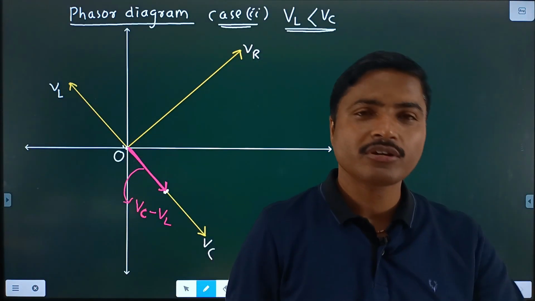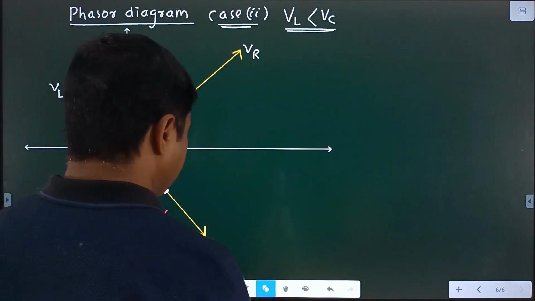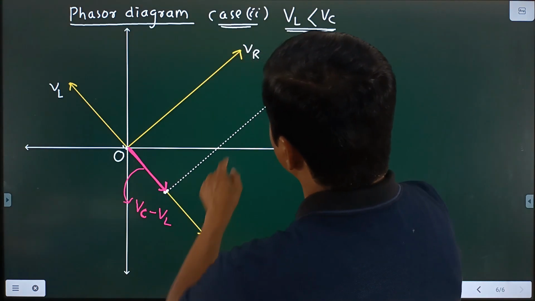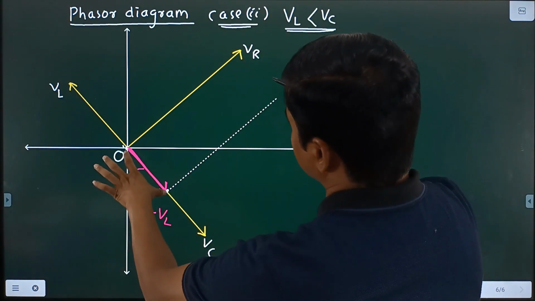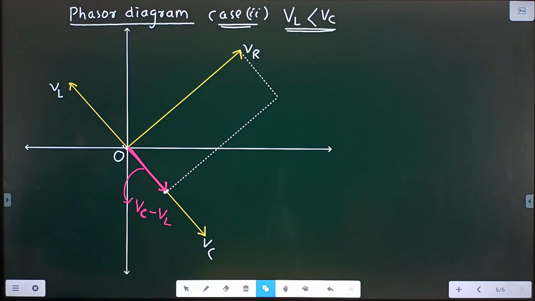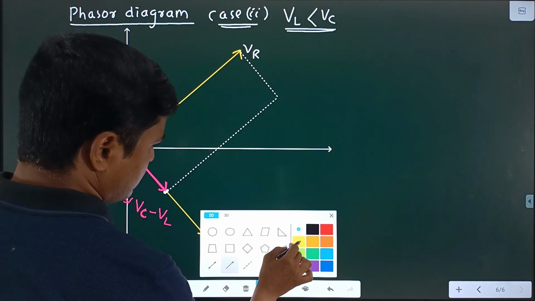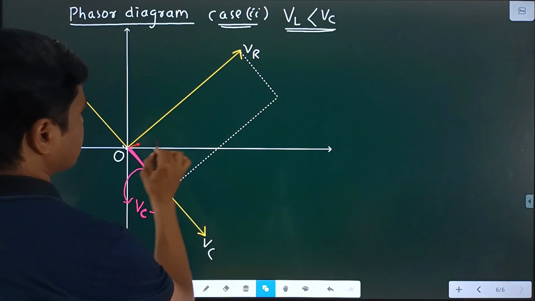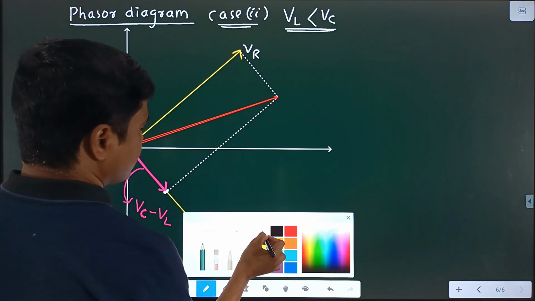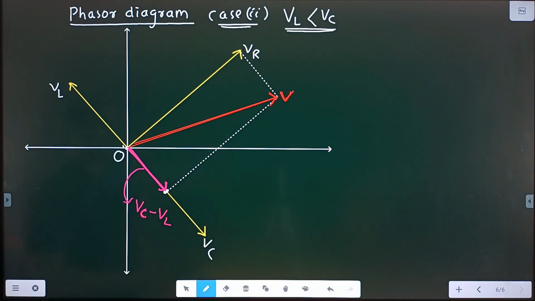We apply the parallelogram law of vector addition. Suppose this vector is the A vector, this vector is the B vector, and you draw the parallelogram. Suppose one is same as the VR and another is same as this one, VC minus VL. Now this is the resultant vector. Here you draw the resultant vector. This one gives the resultant vector. Clear? And for the resultant vector, we write that is V.